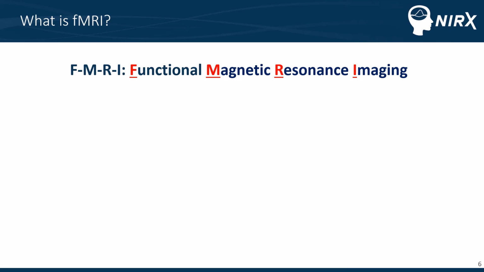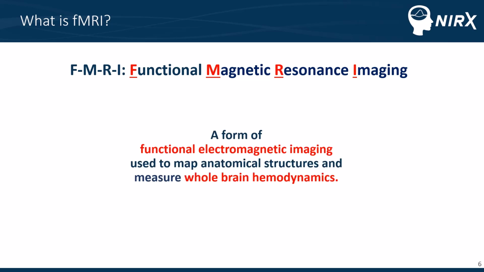Okay, what is fMRI? So we asked this question to draw a contrast between fNIRS and fMRI. They do have some similarities, but are very different in terms of their form factor. So fMRI is known as the gold standard of neuroimaging, and it stands for functional magnetic resonance imaging. So putting it all together, a working definition is that it's a form of functional electromagnetic imaging used to map anatomical structures and measure whole brain hemodynamics. So we're not just looking at functional activation, we also get structural information with fMRI, and we're looking at whole brain hemodynamics rather than just the superficial cortex.